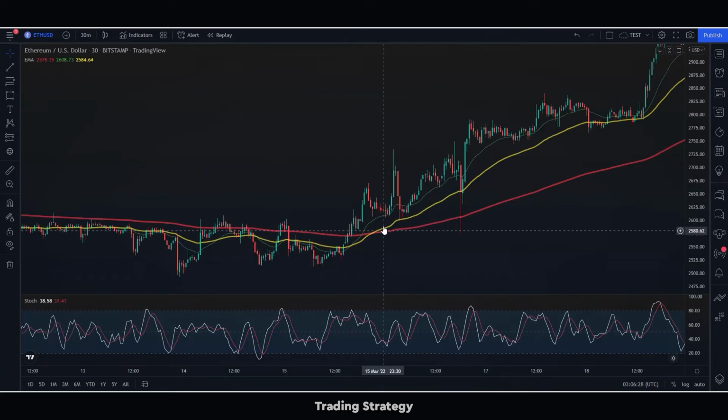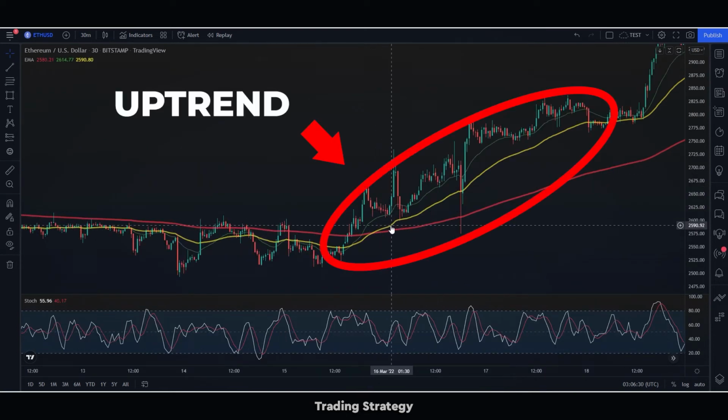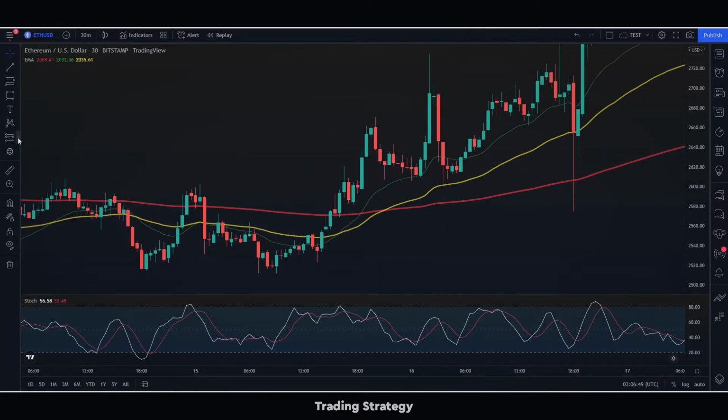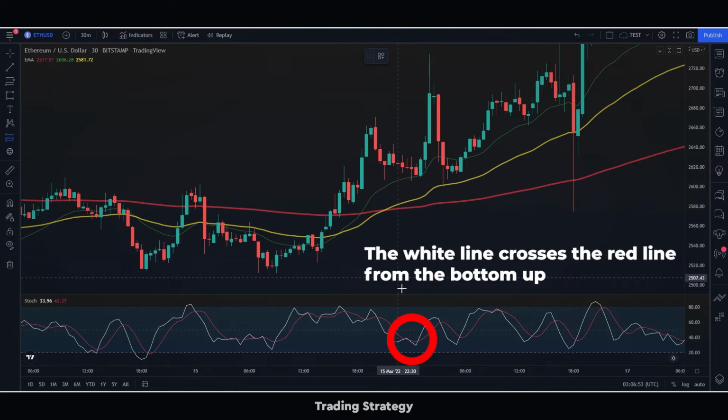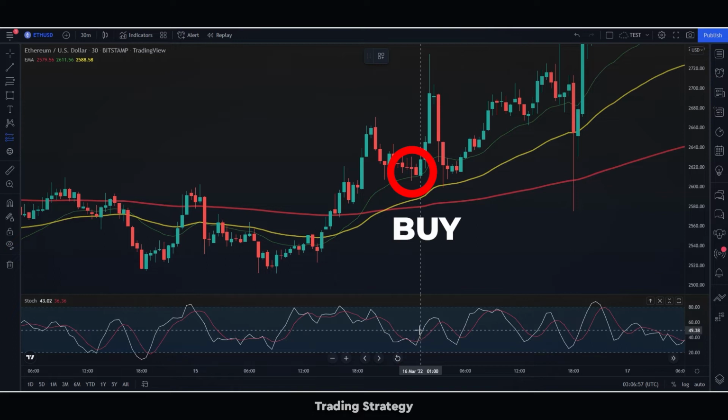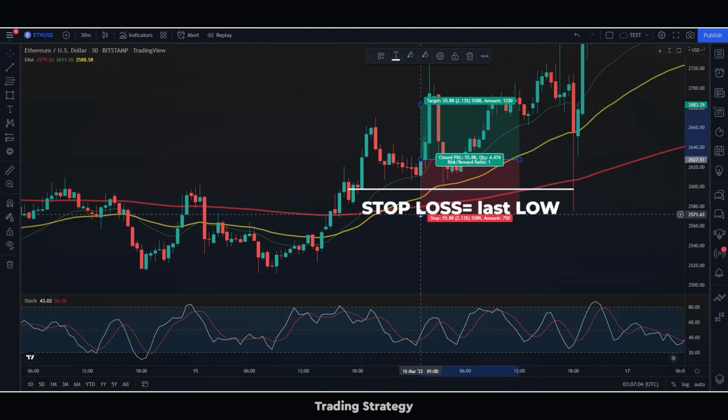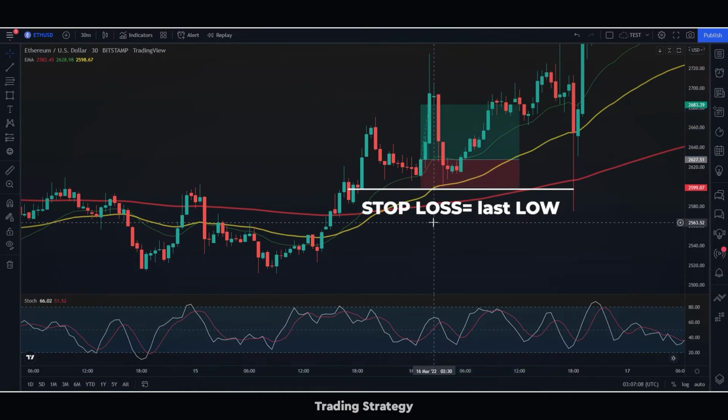Let's look at an example of a buy trade. The first thing we will have to do is find an uptrend, that is, the green EMA above the yellow one and the yellow EMA above the red one. Once we find it, we will notice that in the stochastic, the white line crosses the red line from the bottom up. If this is so, we will carry out the purchase operation. We will put our stop loss at the last minimum and our take profit at some support or resistance zone with a minimum risk-benefit ratio of 1:1. That is, we risk 1 to try to get 1.